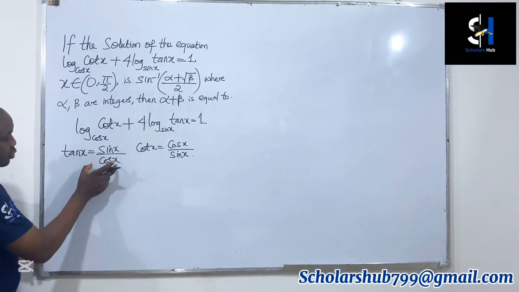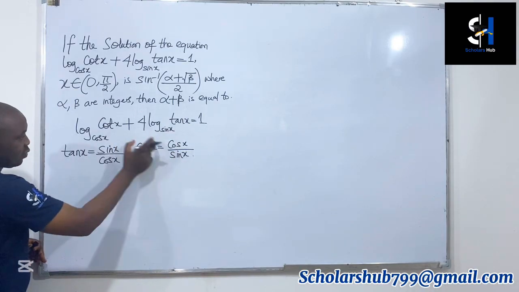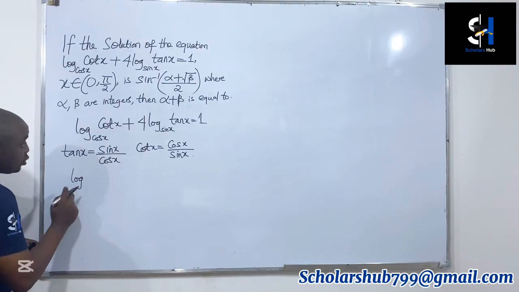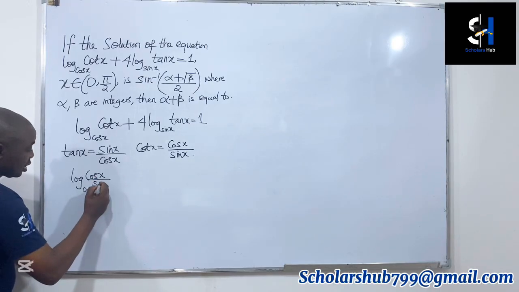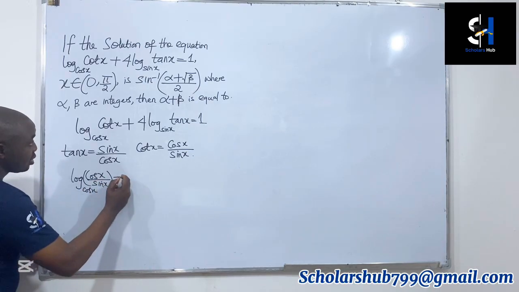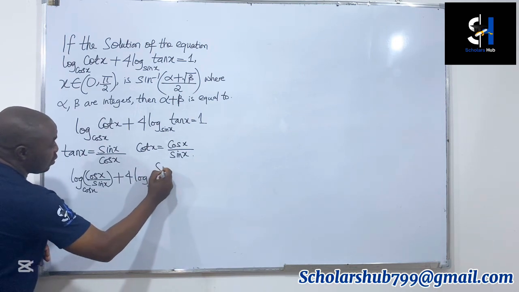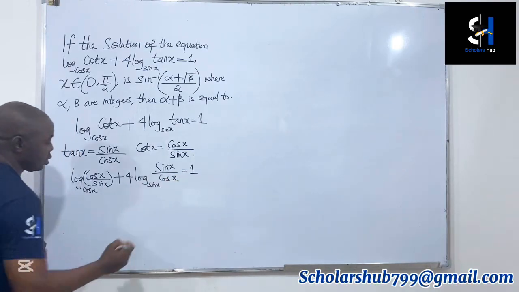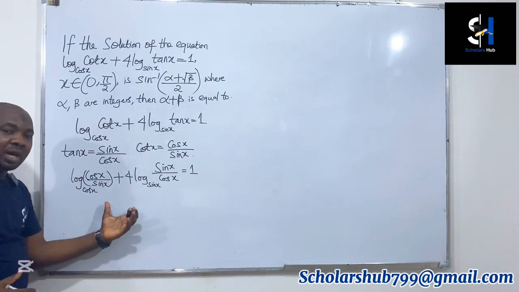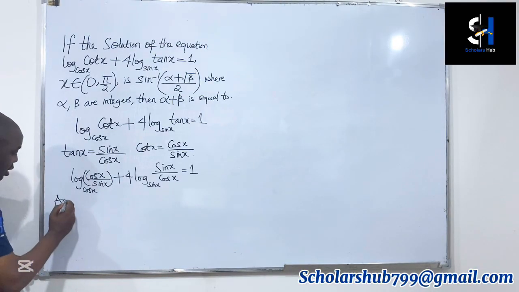So I'm going to substitute sin x divided by cos x for tan x and cos x divided by sin x for cot x, so that the new equation becomes logarithm to base cos x of cos x divided by sin x, plus 4 logarithm to base sin x of sin x divided by cos x, equals 1. Now we can apply one of the properties of logarithms.